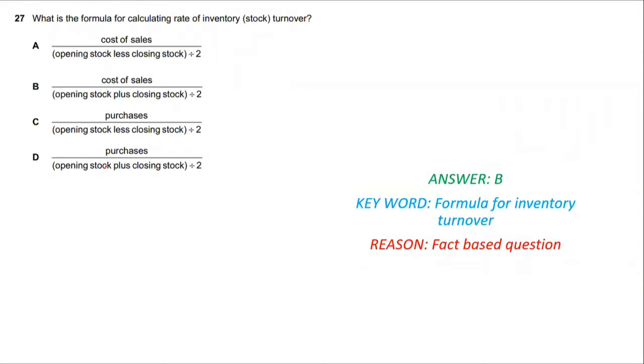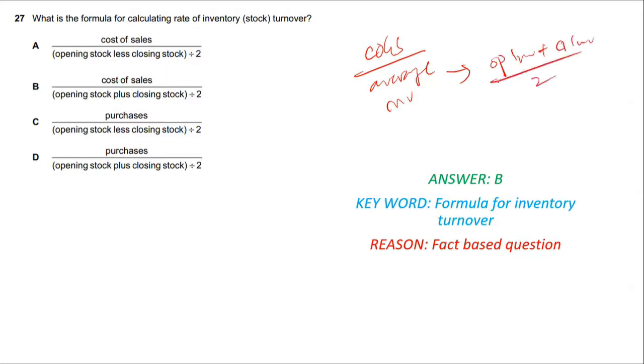Multiple choice 27. This question is very straightforward. Again, easy. It should not take more than 10 seconds if you are a very quick reader. The formula for calculating stock turnover or inventory turnover is COGS over average inventory. And how do you calculate average inventory? That is opening inventory plus closing inventory divided by 2. So you would search for such an option.